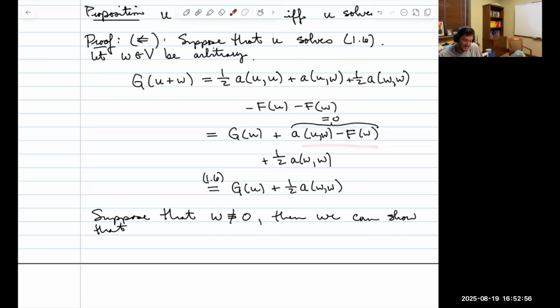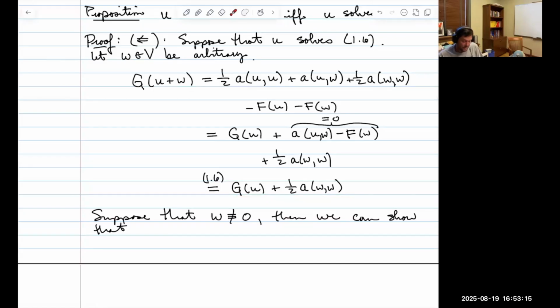And why is it 0? It's 0 because of 1.6, because U is a weak solution. So that's 0 plus 1/2 A(W,W). So G(U+W) is equal to G(U) plus 1/2 A(W,W).